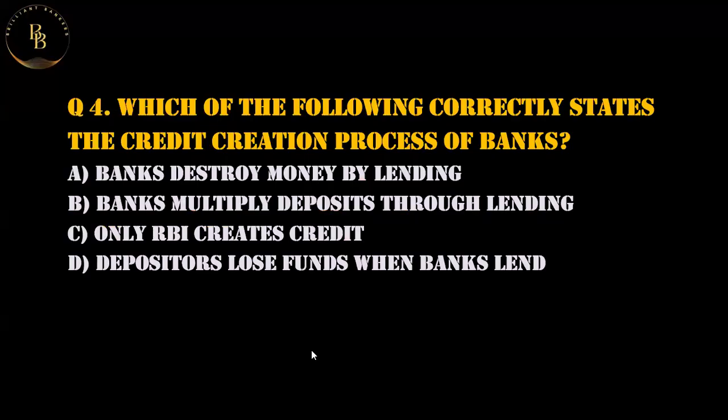Coming to question number 4, which of the following correctly states the credit creation process of the banks? Banks destroy money by lending. Banks multiply deposits through lending. Only RBI creates credit, or the depositors lose funds when banks lend. Which one of these is correct?